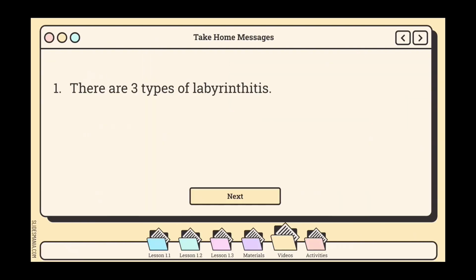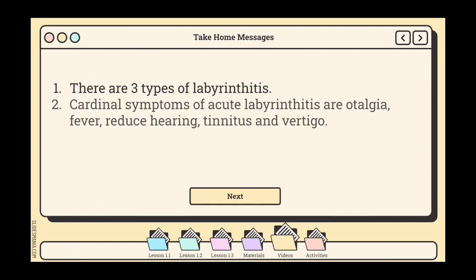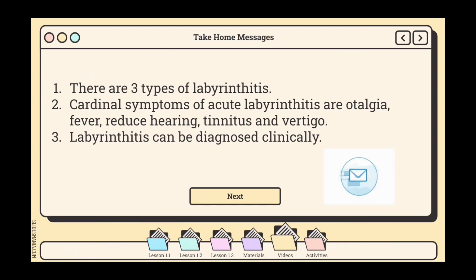For our take-home message, there are three types of labyrinthitis. The cardinal symptoms of acute labyrinthitis are otalgia, fever, reduced hearing, tinnitus, and vertigo, and labyrinthitis can be diagnosed clinically.